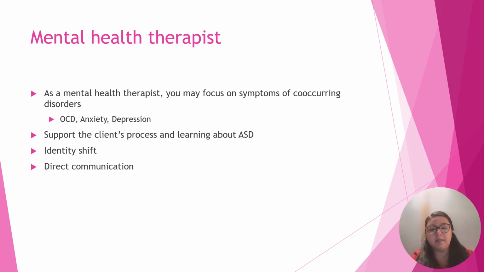For a mental health therapist, you may be working alongside somebody if they're in ABA to support more of the general needs. If someone comes to you and you're not sure, there are still a lot of things that we can do as mental health therapists, even if you're not specifically qualified to work with somebody in social skills, occupational skills, or self-regulation skills. There's still a lot of skills that can be applied, which are to focus on the co-occurring disorders, OCD, anxiety, depression, supporting the client in processing and learning about ASD.